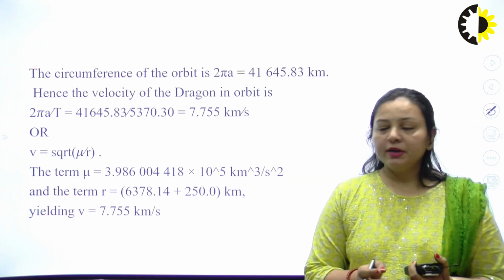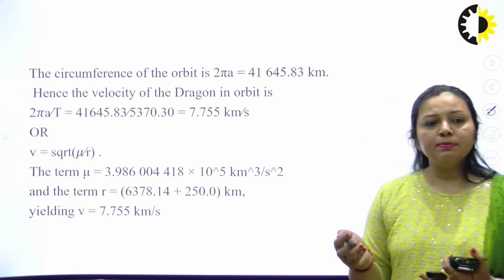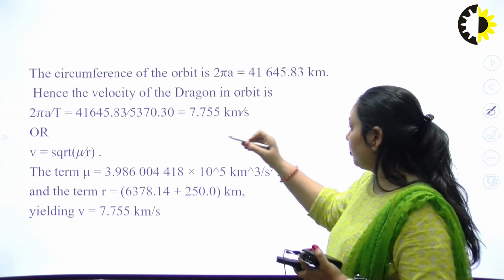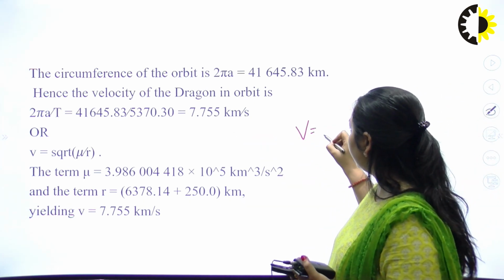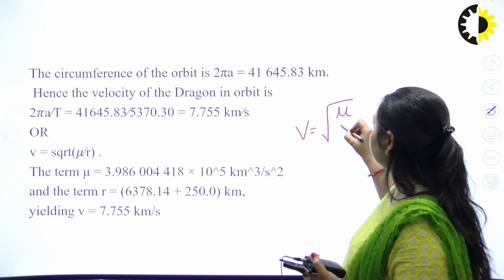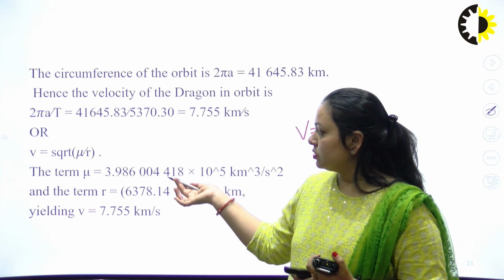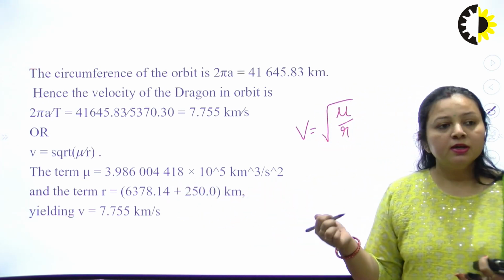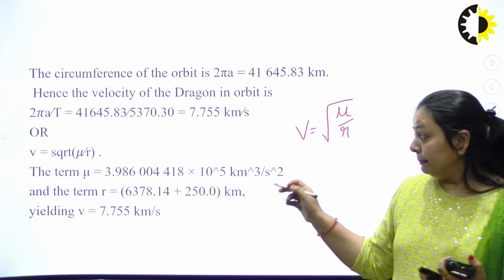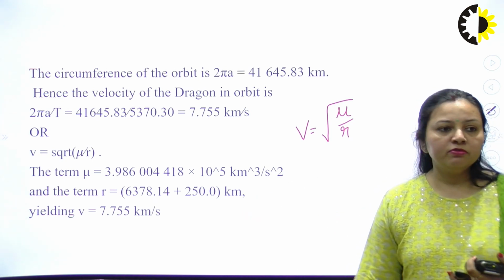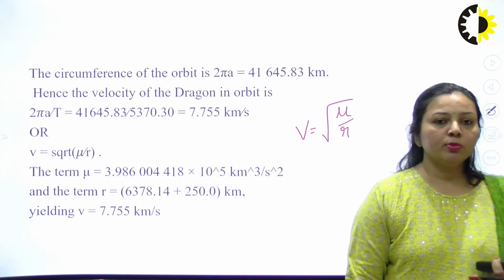Next, we have to calculate the velocity. So velocity we can simply calculate using this formula from Kepler's third law again. V equals the square root of mu by r. So for the velocity, we have mu, which is the constant 3.98 times 10 to the power 5. r is again Re plus h. It will yield the velocity to be 7.755 km per second.